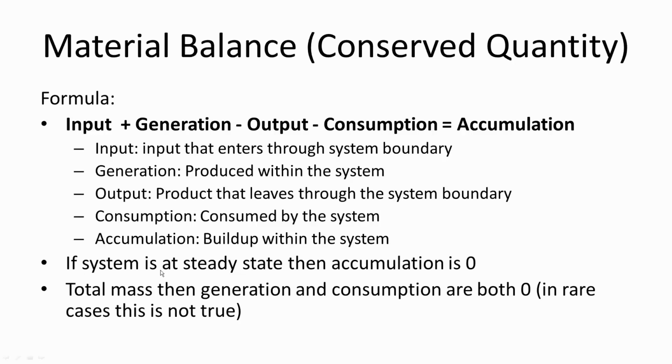And so if a system is at steady state, then accumulation is 0. For total mass, generation and consumption are both 0. In rare cases, this is not true.